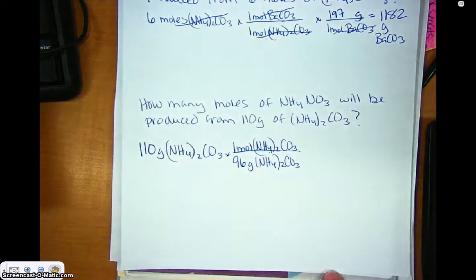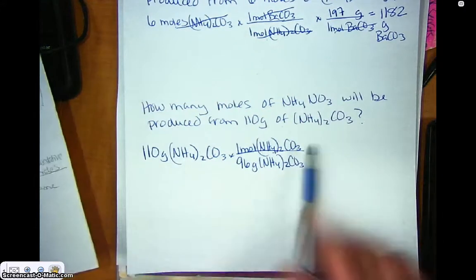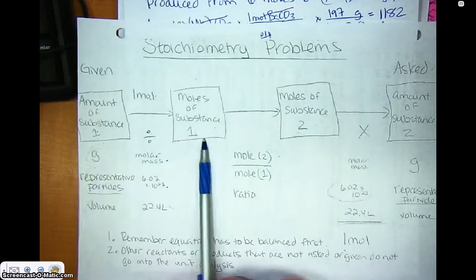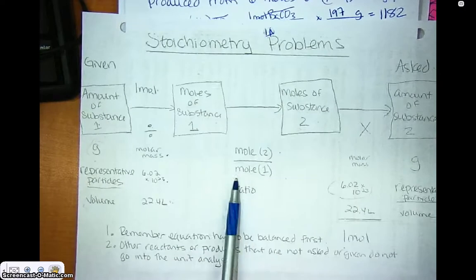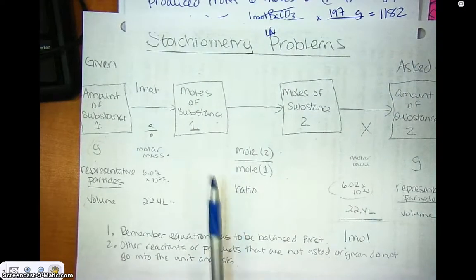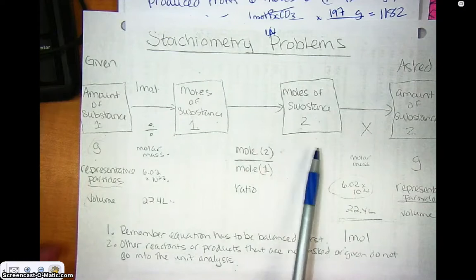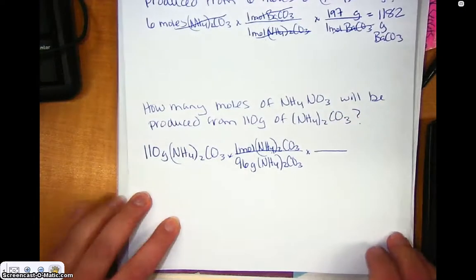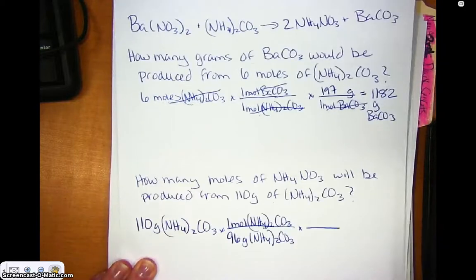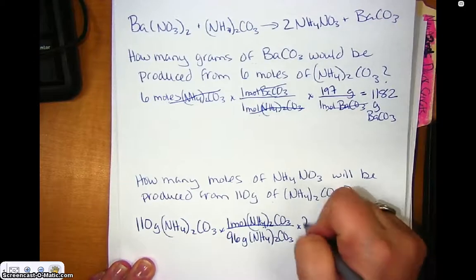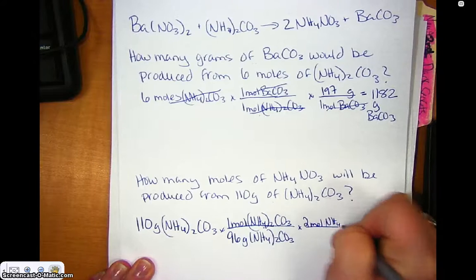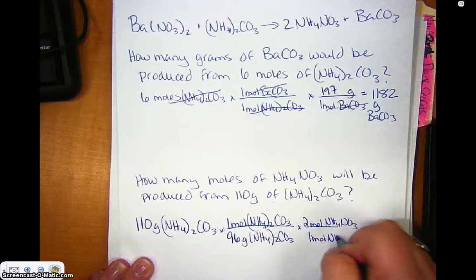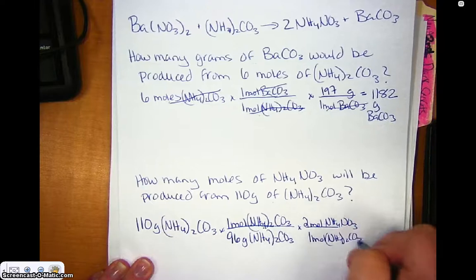That is ammonium carbonate. My next step, because I'm asked for moles of ammonium nitrate, is here. I've gone from grams to moles of substance 1, and now I want to use the molar ratio from the balanced chemical equation to go from moles of substance 1 to moles of what I'm asked to find. I'm trying to figure out ammonium nitrate, so I know that there are 2 moles of ammonium nitrate made for every 1 mole of ammonium carbonate that is reacted.